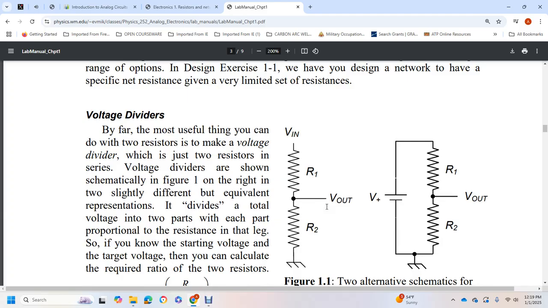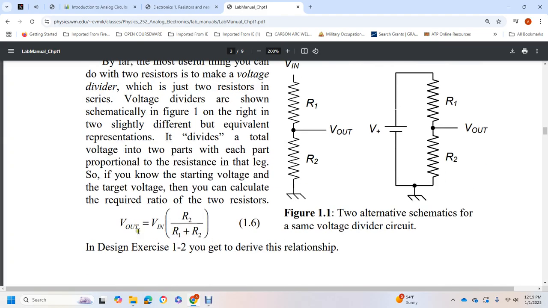Voltage dividers. By far the most useful thing you can do with two resistors is to make a voltage divider, which is just two resistors in series. Voltage dividers are shown schematically in Figure 1 on the right, in two slightly different but equivalent representations. It divides the total voltage into two parts, each part proportional to the resistance in the leg. So if you know the starting voltage and the target voltage, you can calculate the required ratio of the two resistors. Voltage output is equal to voltage input times resistor 2 over resistor 1 plus resistor 2.